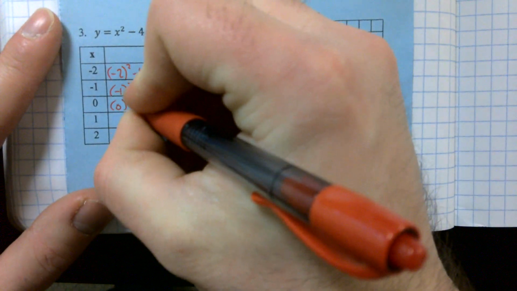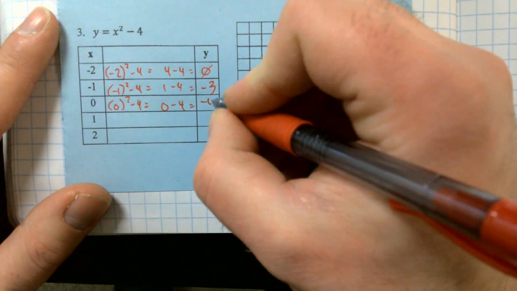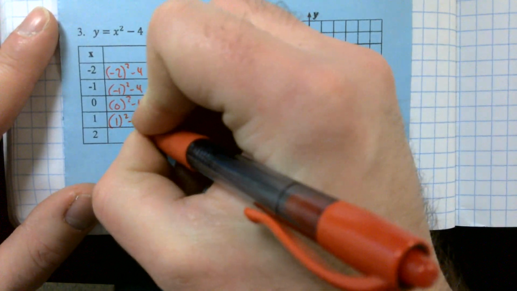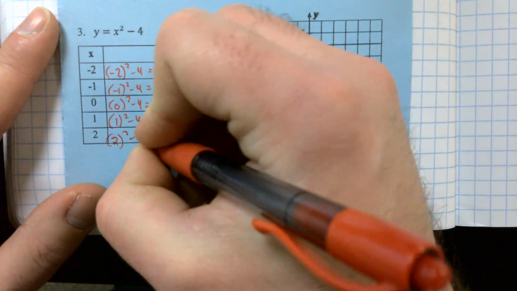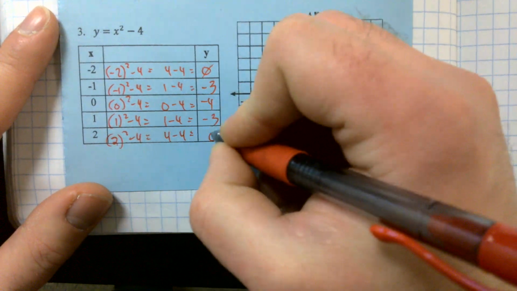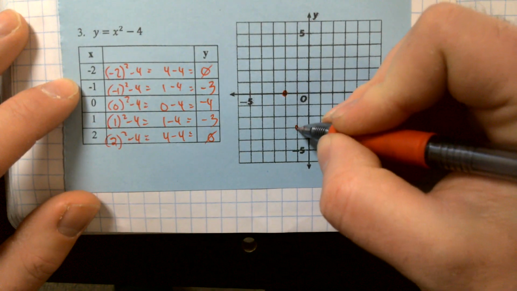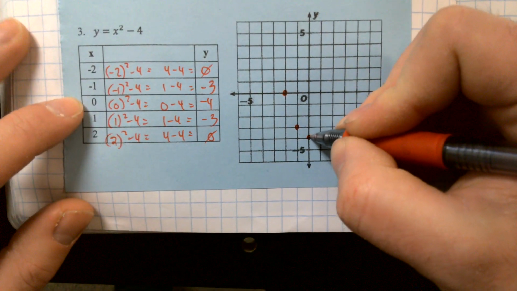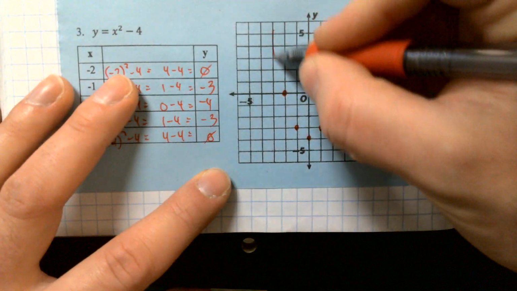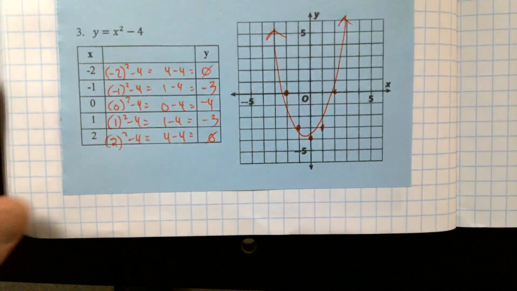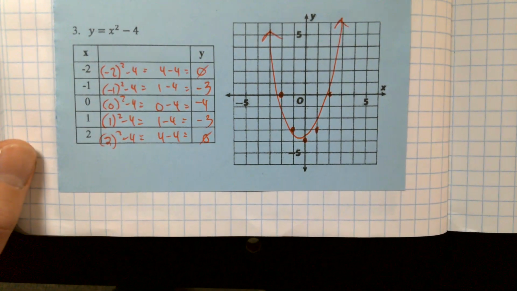If I plug in 0, what's 0 squared? 0. And what's 0 minus 4? Negative 4. And I'm going to start to see that reflection again. 1 minus 4 is negative 3. And 4 minus 4 gives me 0. There's negative 2, 0. Negative 1, negative 3. 0, negative 4. 1, negative 3. And 2, 0. Obviously, you want to go through all the points unlike I just did right there. That's what we get.